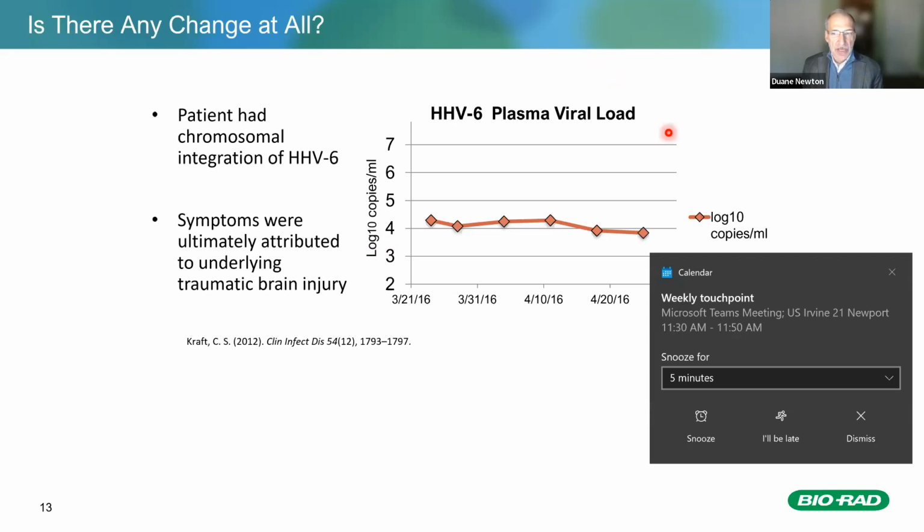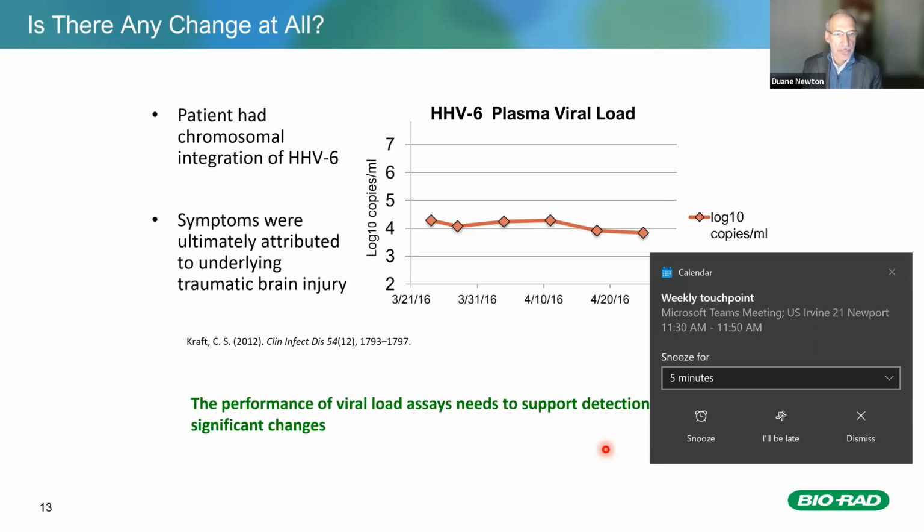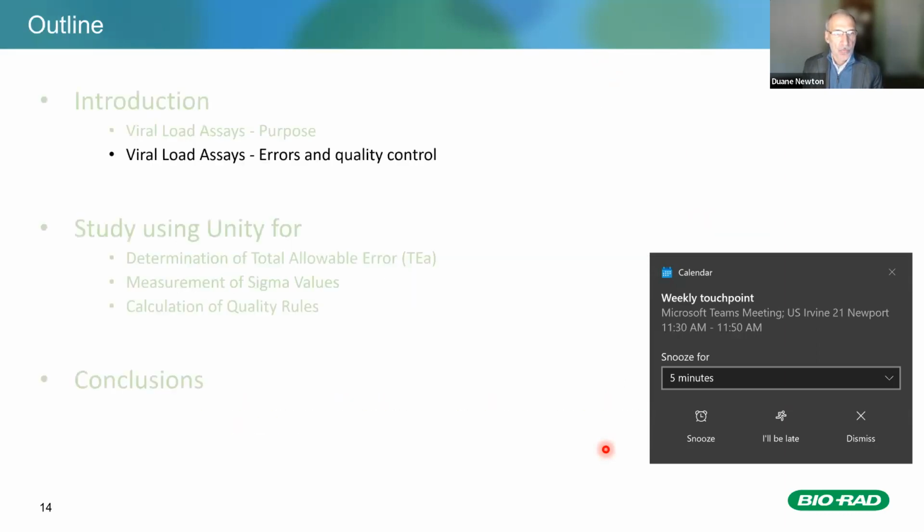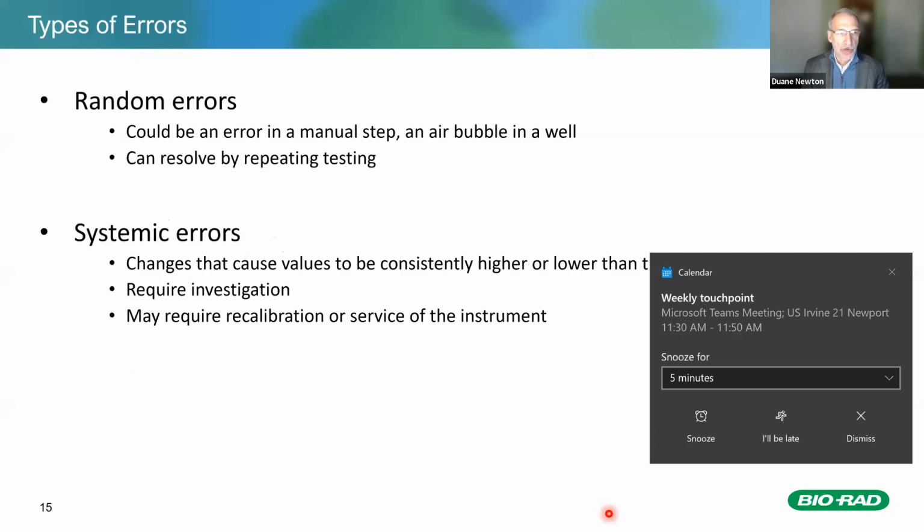So again, we need to think on a log scale so that we can best understand what a clinically significant change is in the context of the precision of the assay. While our desire is to always be able to use viral load assays in the way that I've described, there are a variety of issues that we know can occur that cause errors and have the potential to impact the quality of the results that are being reported.